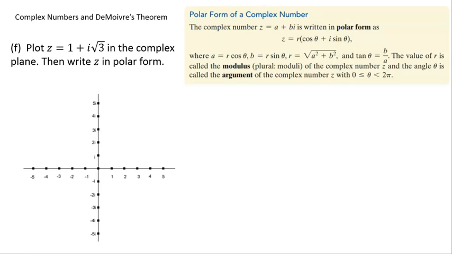Remember, 1 is the real part. So I know I go over to 1. Don't make a mark yet. I've got to go up square root of 3. Well, I can't. How am I supposed to graph square root of 3? Now, that's what your calculator's for, right? Type in square root of 3 in a calculator.